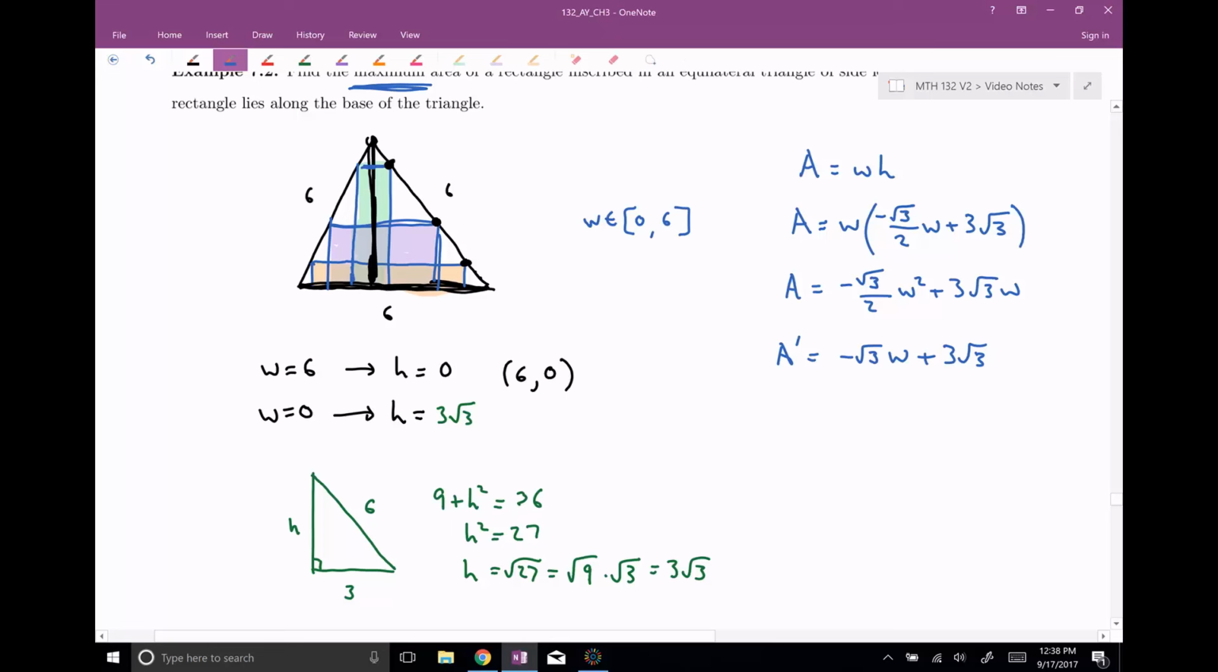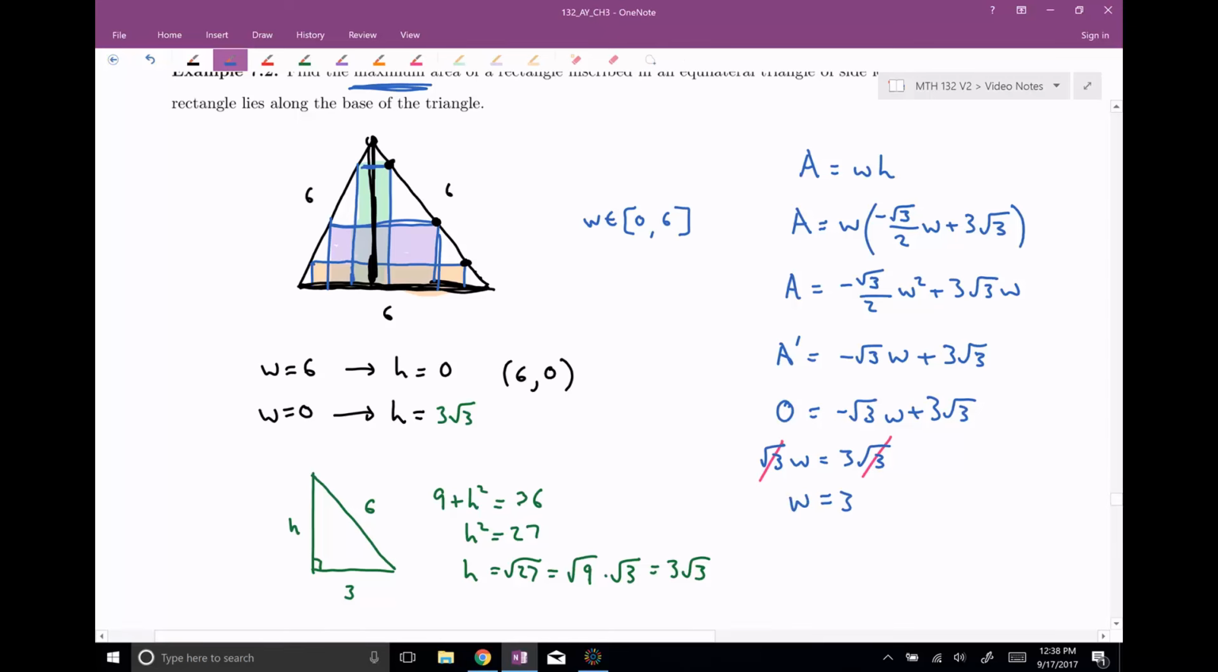And now I'm searching for critical points. So I'm looking for where is this undefined, or when is it equal to 0? Well, it's never going to be undefined, no matter which w value you choose. There's no division, there's no square roots with a variable inside them, things like this. So the only hope for critical points are when the derivative is equal to 0. So let's set that equal to 0 and solve. I'm going to add that to both sides, so positive root 3 times w is equal to 3 root 3. Let's divide through by root 3 on both sides, and we get that w is equal to 3.